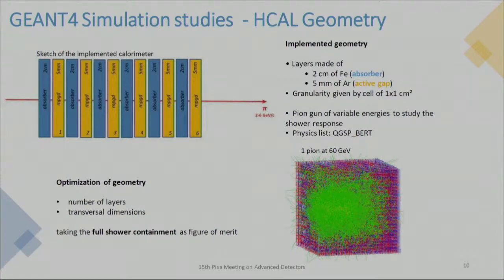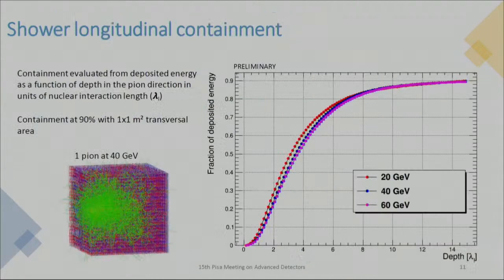Then each active layer is divided into cells of 1 by 1 centimeter squared to give the granularity. The shower response is studied using pion guns with different energies and using the physics list, one of the physics lists that is optimized for the hadronic showers. Then we try to optimize the geometry by varying the number of layers and the transversal dimensions of the calorimeter, trying to contain as much as possible the shower.